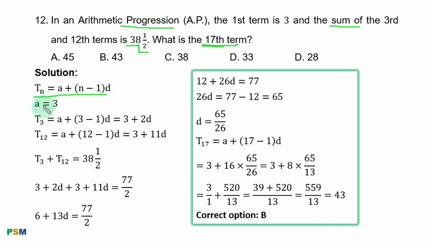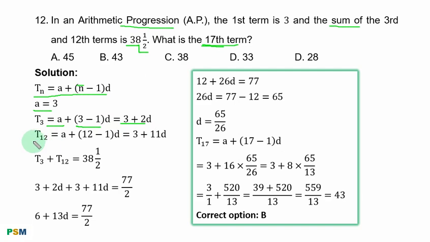From the question, the first term A is equal to 3. We have the third term, that is T sub 3, equal to A plus, you replace N with 3, minus 1 in bracket, times D. The first term is 3 plus 2, since 3 minus 1 is 2, times D. You have the third term to be 3 plus 2D.